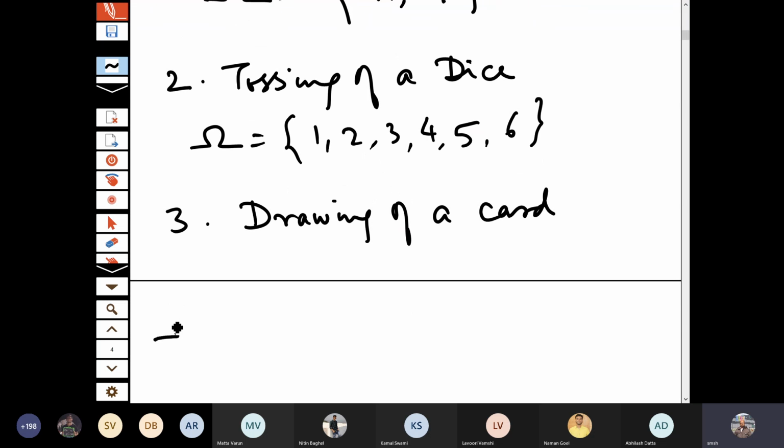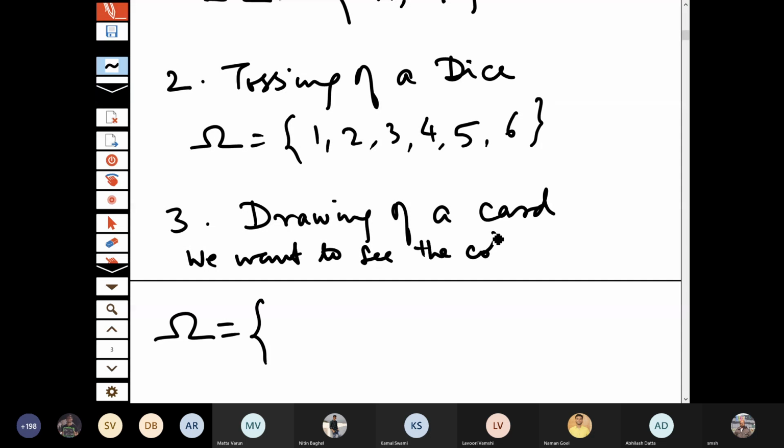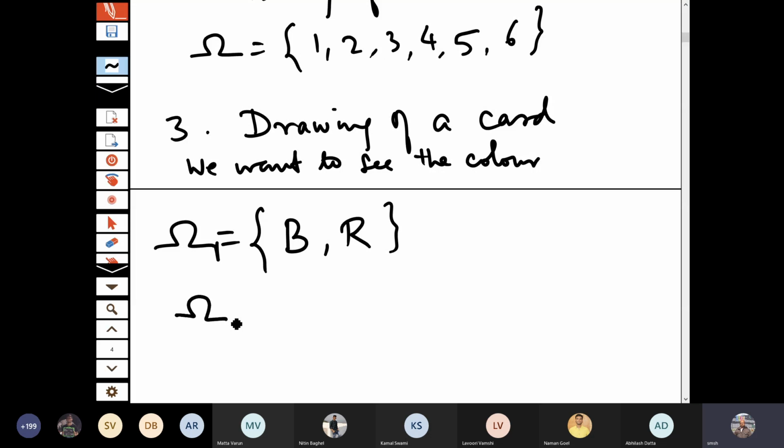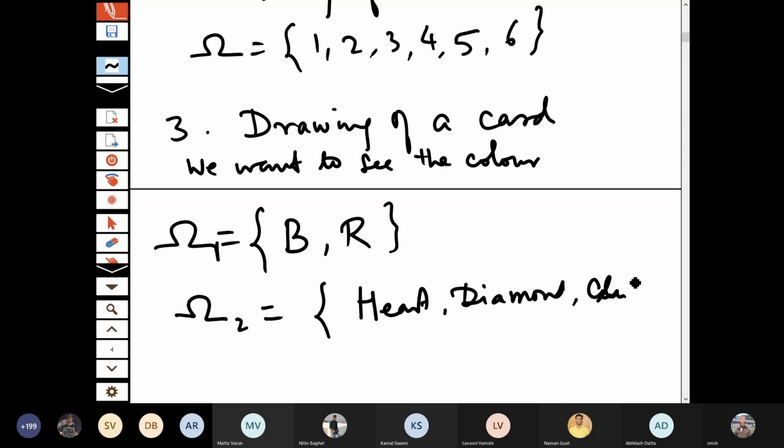If you consider, say, drawing of a card, then what could be the sample space? Well, when you draw a card, and if we look at the color, then the color of a card is either black or red. If we want to see the suit, then it could be heart, diamond, club, or spade.